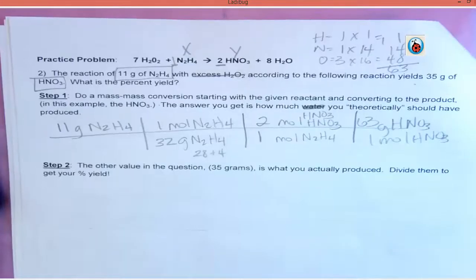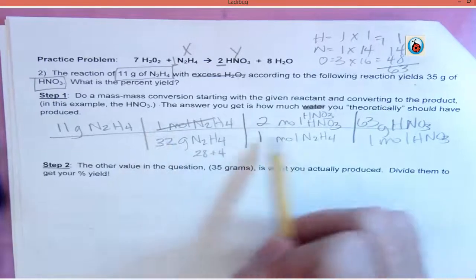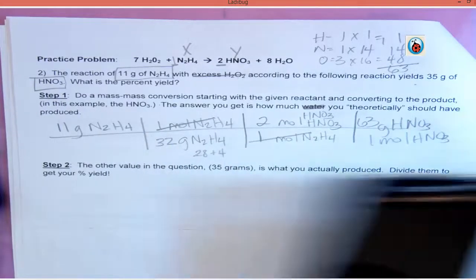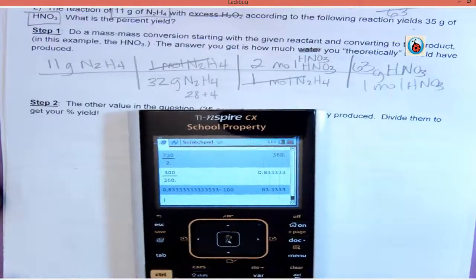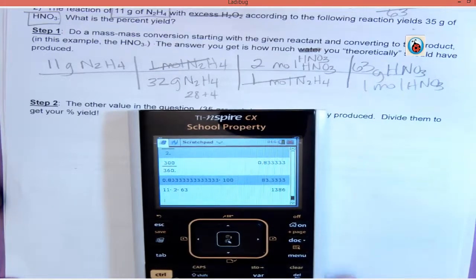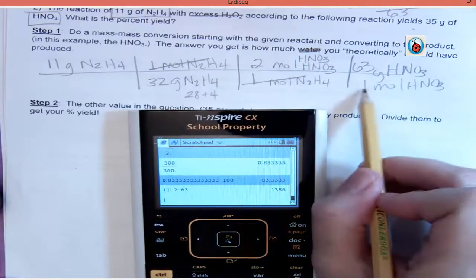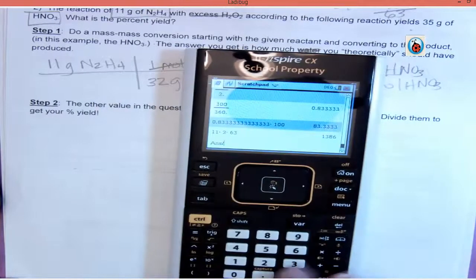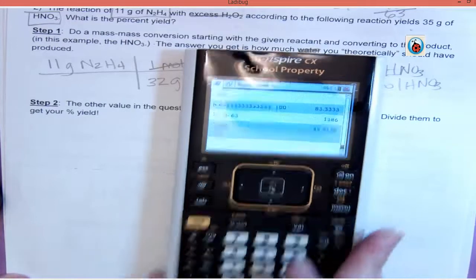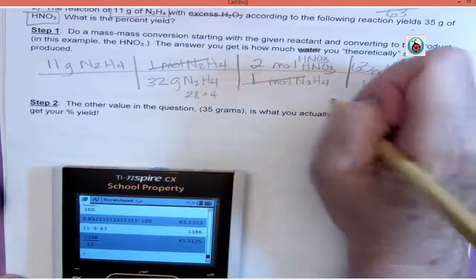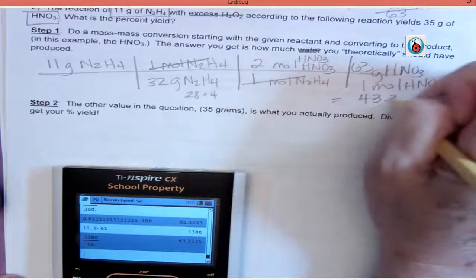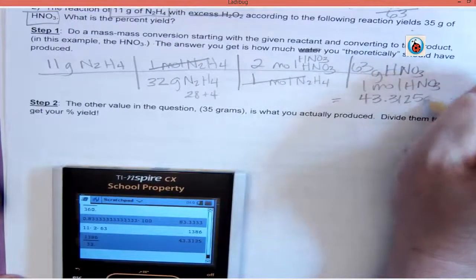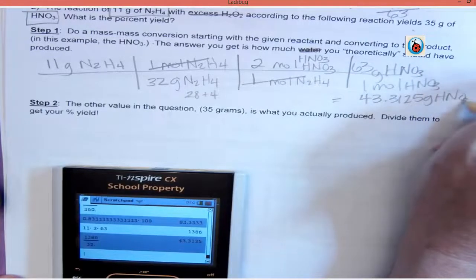All right, we're ready to calculate. These will cancel out. So we're going to do 11 times 2 times 63. And then on the bottom, we've just got 32 because there's a 1 there. So we're going to divide that by 32. And so what do we get? We get 43.3125 grams of HNO3, which is nitric acid.